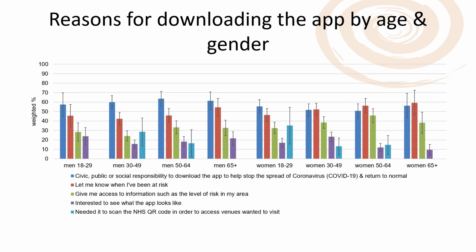We asked respondents to identify up to 3 main reasons for downloading the app from a list. Looking at choices by age and gender, we can see that the 2 main reasons across the groups were firstly, seeing downloading the app as civic, public, and social responsibility to stop the spread of coronavirus and return to normal, and secondly, to let users know when they have been at risk.